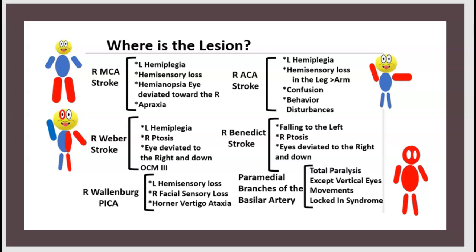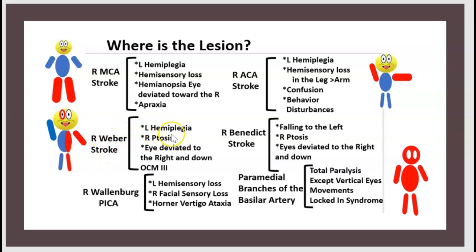Where is the lesion? A right middle cerebral artery stroke: left hemiplegia, hemisensory loss, hemianopsia, eyes deviated toward the right, and apraxia. A right anterior cerebral artery stroke: left hemiplegia, hemisensory loss in the leg more than arm, confusion, behavior disturbance.